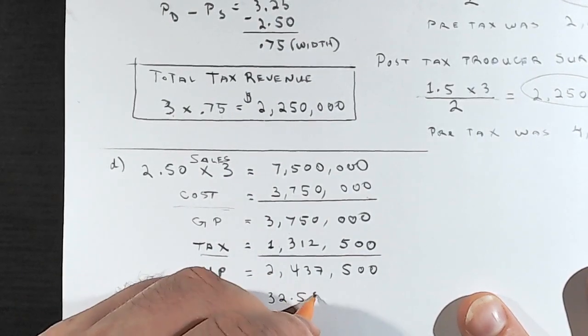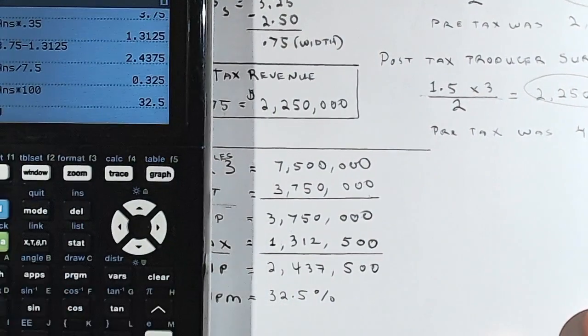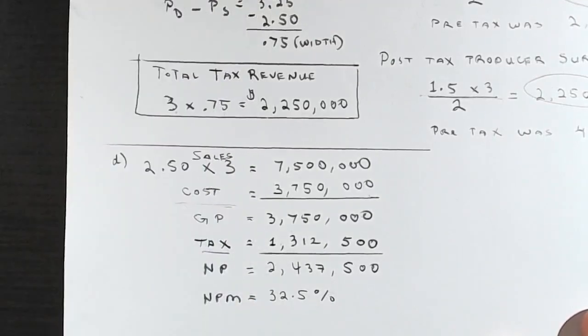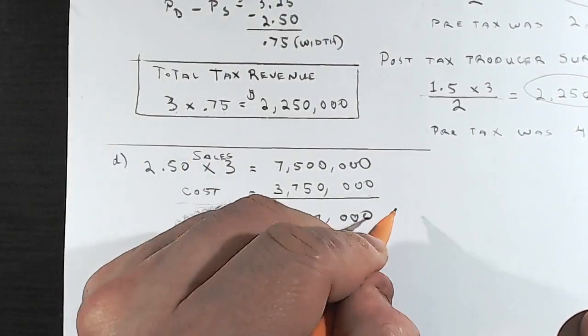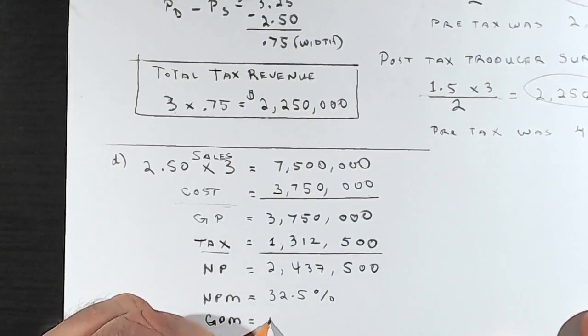Let's go back and look at what our net profit margin was before. I guess we could compute our gross profit margin as well. 3.75 divided by 7.5 is 50%. So our gross profit margin was 50%.